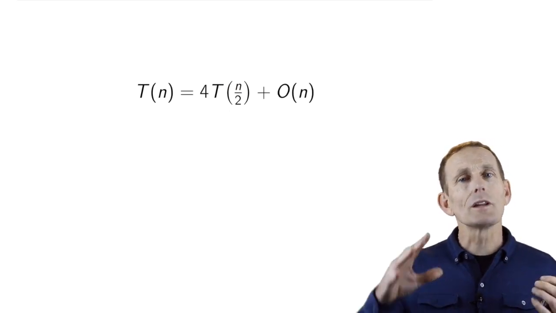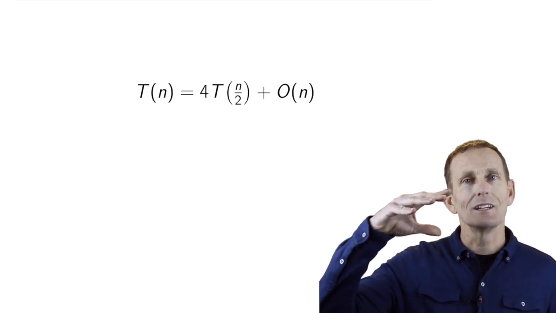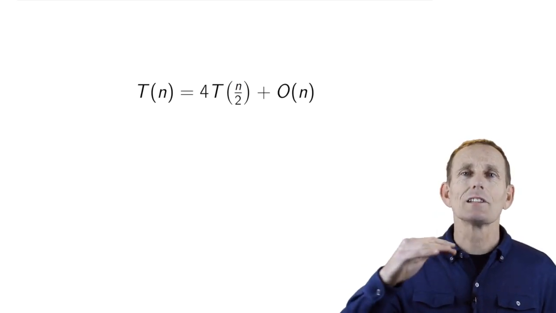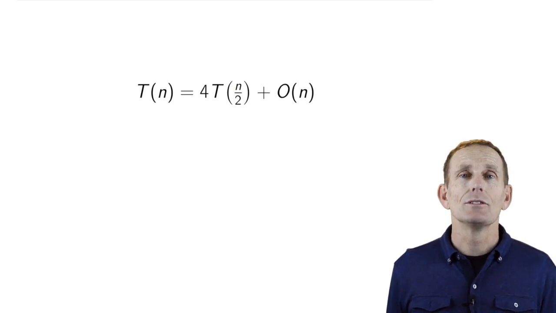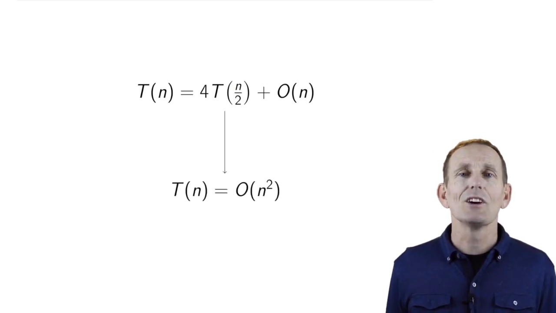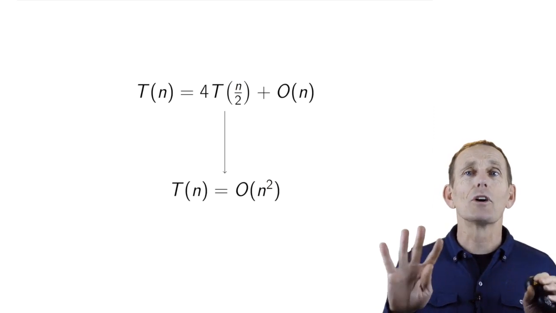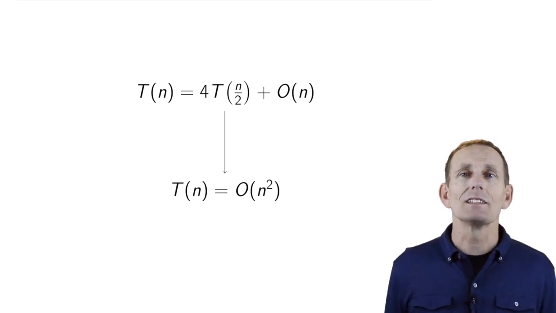The problem is, for each one of these, we have to create a recurrence tree, figure out how much work is done at each level, sum up that work. That's a lot to do to solve each recurrence relation. Here's an example that we used for the polynomial multiplication. So we broke a problem into 4 subproblems, each half the size, and did a linear amount of work. And the solution was T(n) equals big O of n squared.